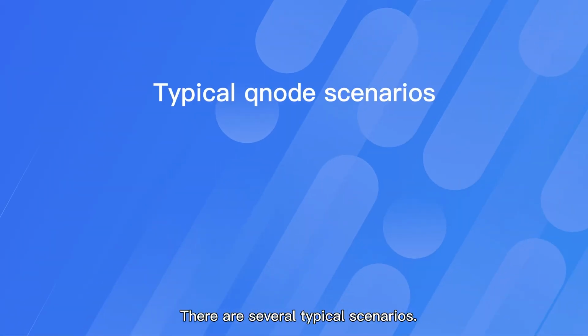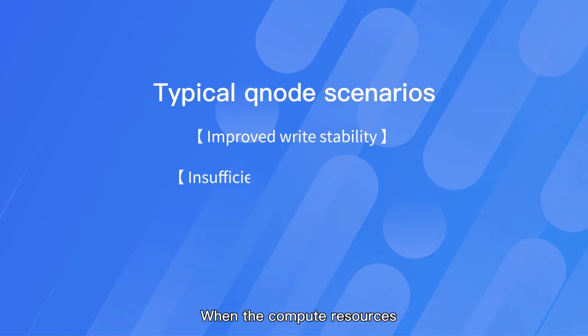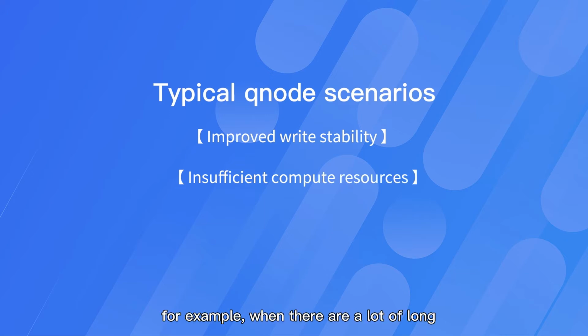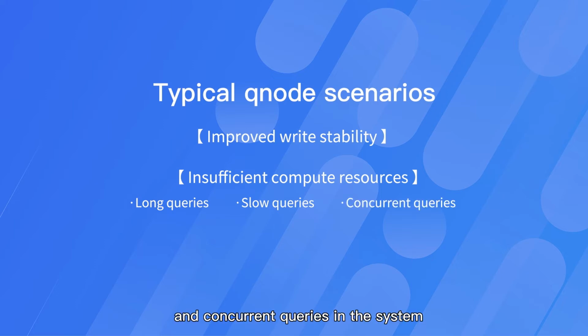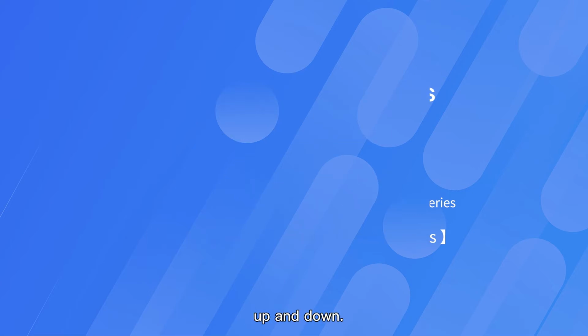There are several typical scenarios. 1. When queries are affecting the write stability of the vnode. 2. When the compute resources on a vnode are insufficient, for example when there are a lot of long, slow, and concurrent queries in the system. 3. When you need to dynamically scale compute resources up and down.